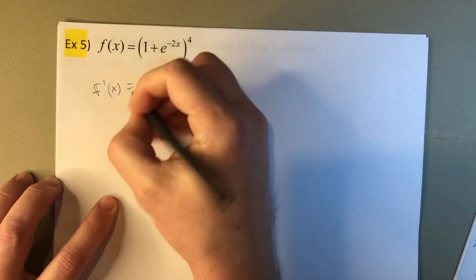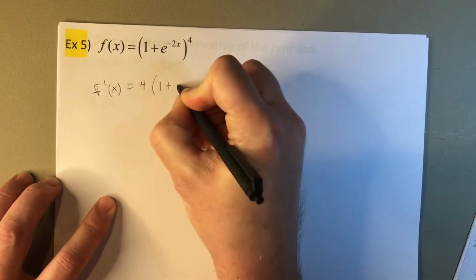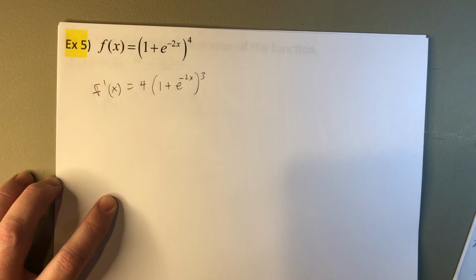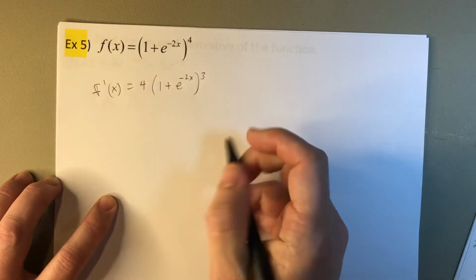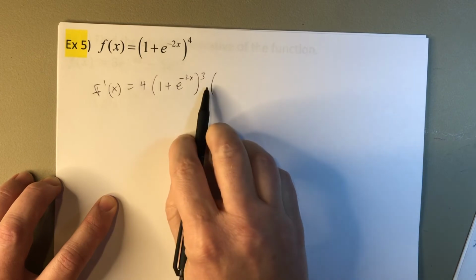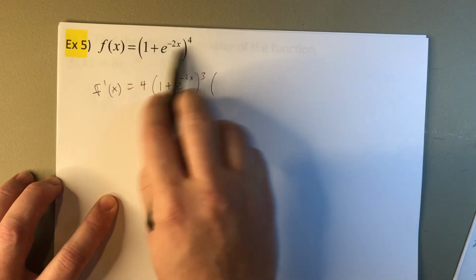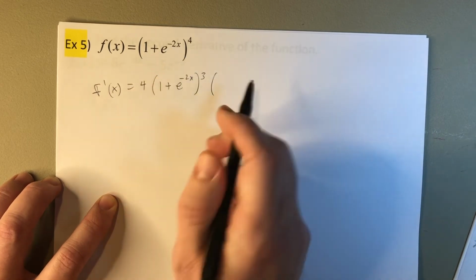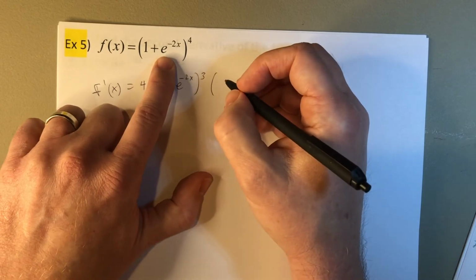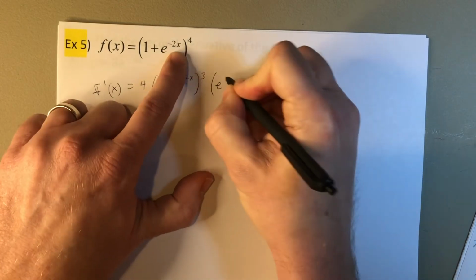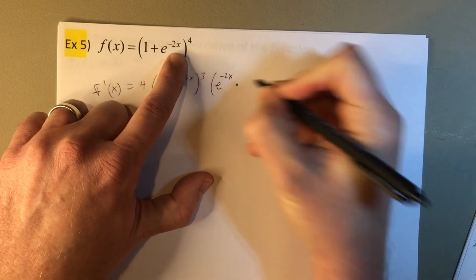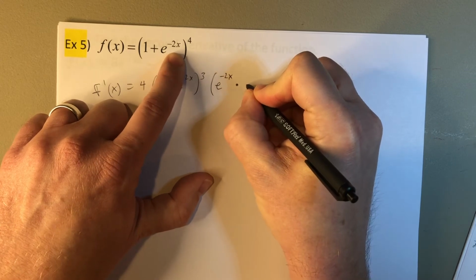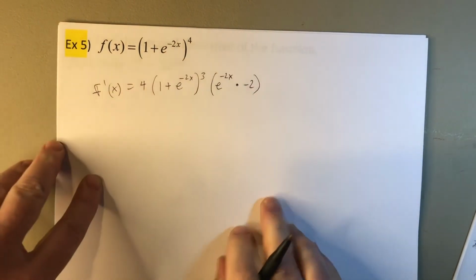F prime of x would be equal to the derivative of the exterior, keeping the interior the same. So there's our first part. Now times the derivative of the interior. I'll just use parentheses to indicate the operation of multiplication. So what's the derivative of the interior? Well, the derivative of 1 is 0. And what's the derivative of e to the negative 2x? Well, that's based on the chain rule for exponential functions. So it's e to the negative 2x times the derivative of this exponent. What's the derivative of negative 2x? It's negative 2. So there you go.